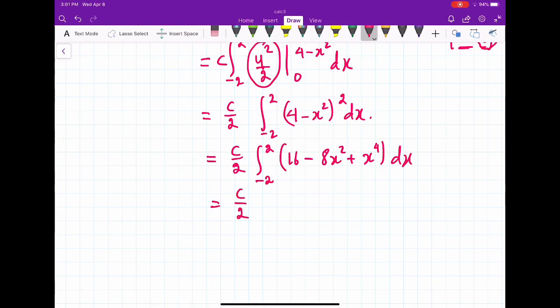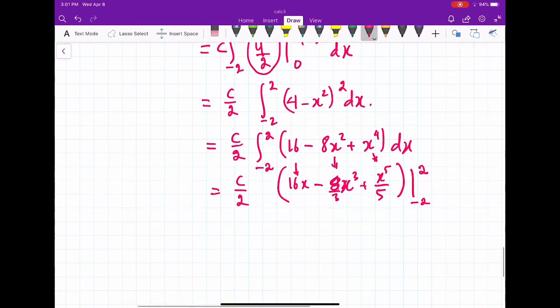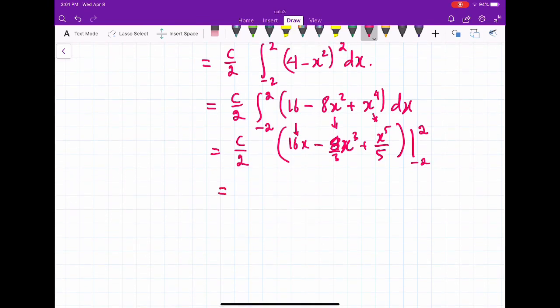So I have c over 2. The first term is 16x. The second term is minus 8 over 3 x cubed. And the last term is x to the 5th over 5. And this evaluated from -2 to 2. And then you plug the numbers -2 and 2 into this function, you get 256c over 15. So this is the mass of this planar lamina.